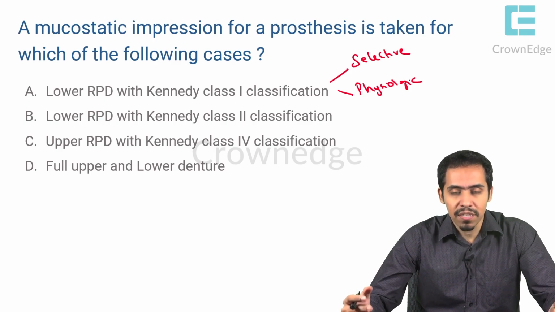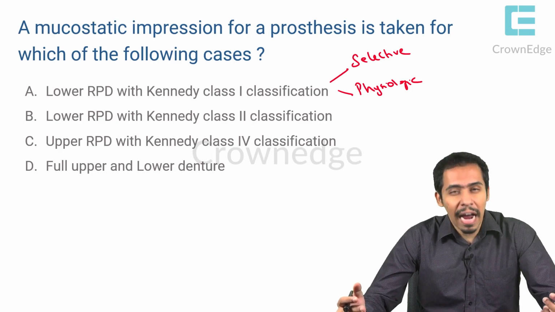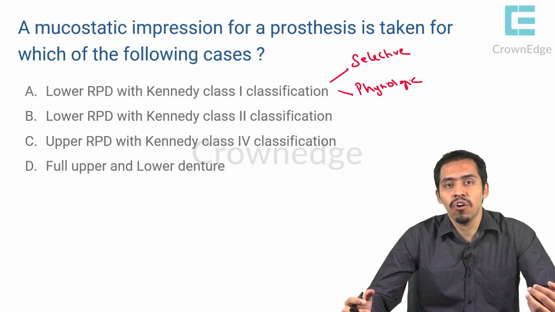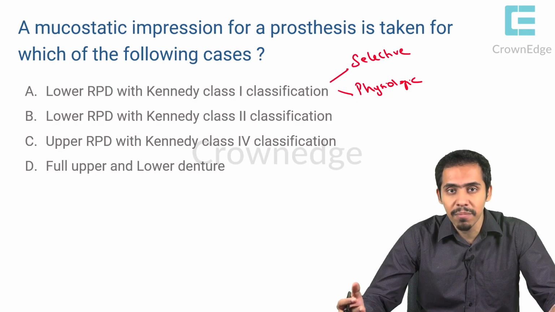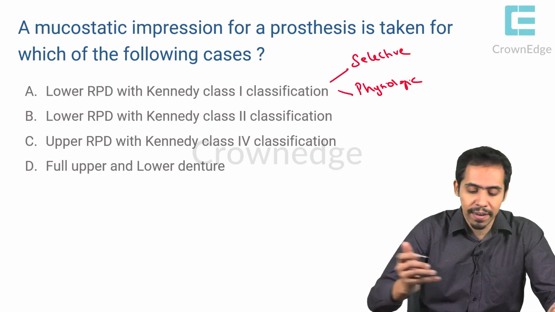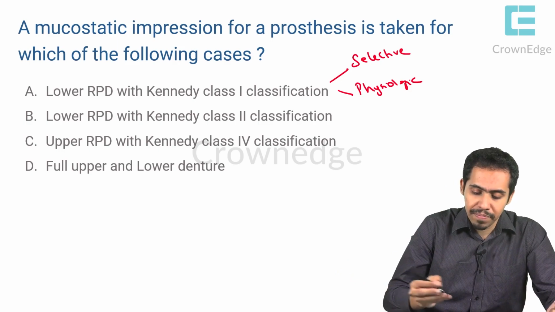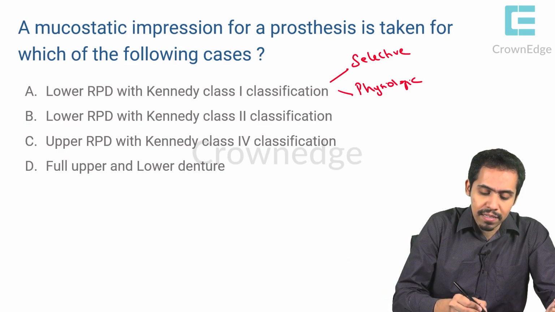And the fourth option is a full upper and lower denture, which is ideally the case where we go for a mucostatic and we follow it up later on with a selective pressure impression technique. So both C and D are a good option, but because complete denture is available to me, I go for the safer option. So I can still go for my fourth option.